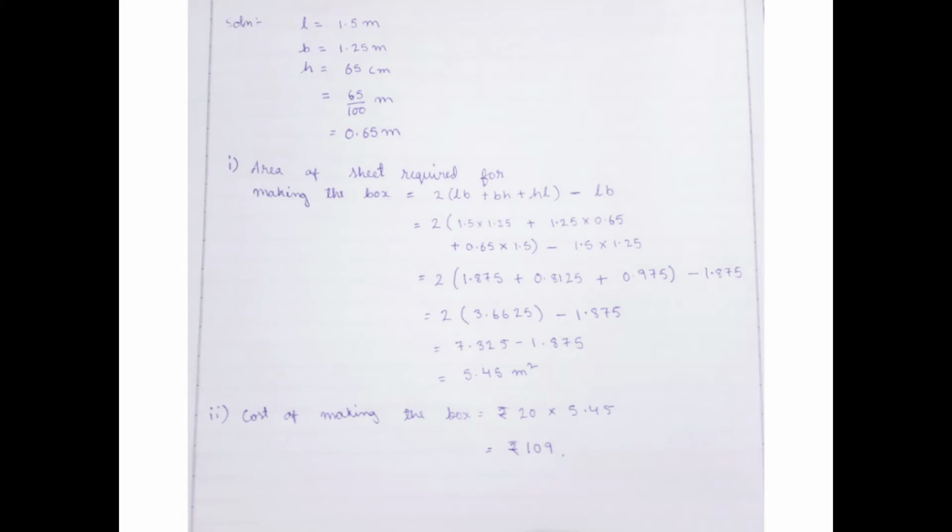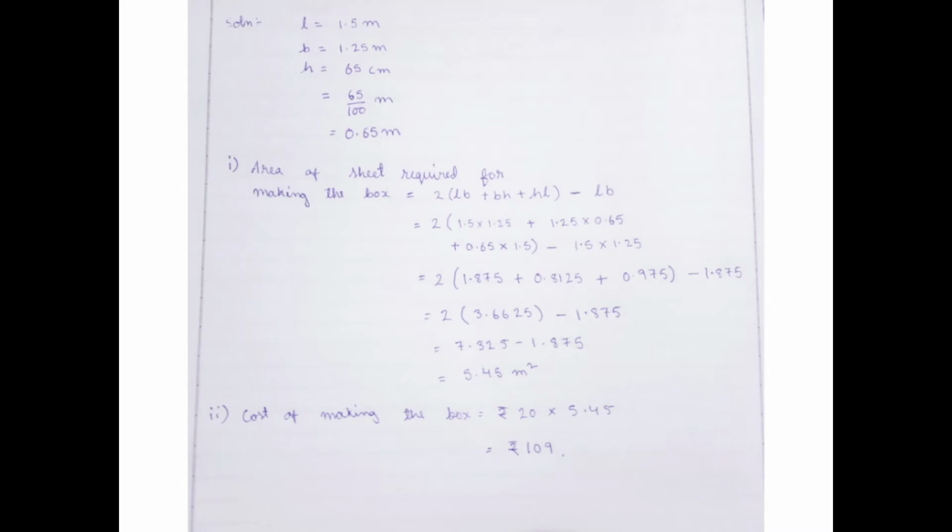So look here, length is 1.5 meter, breadth is 1.25 meter, and height 65 centimeter. We need to change this centimeter into meter, and in order to change it into meter, you have to divide it by 100. Okay, why are we dividing by 100? Because 100 centimeter makes 1 meter. That's why we are dividing it by 100. Now if you divide 65 by 100, you will get 0.65.